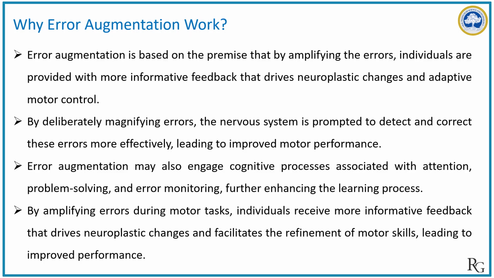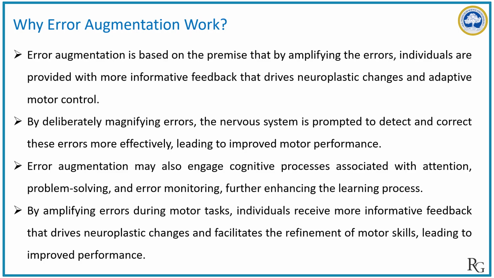Now let's look at the important question: why does error augmentation actually work? Error augmentation is based on a simple yet powerful idea: when we make errors more visible or noticeable, the brain receives a stronger and clearer signal that something is wrong. And this drives it to adapt and learn. When a person performs a motor task and makes a small mistake, that error might not be large enough for the nervous system to recognize or respond to effectively.